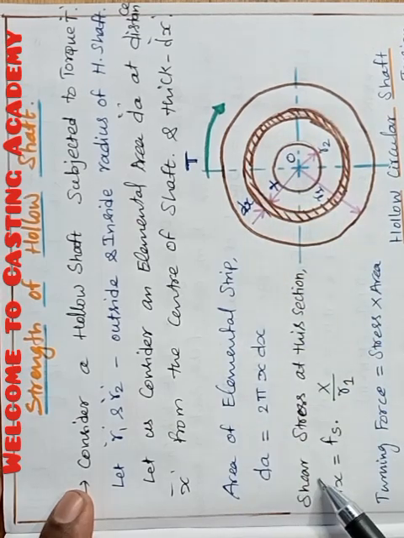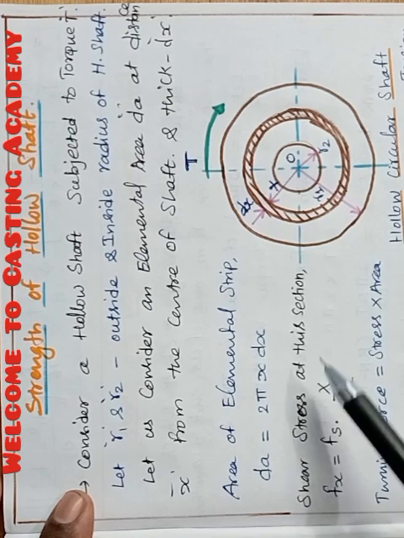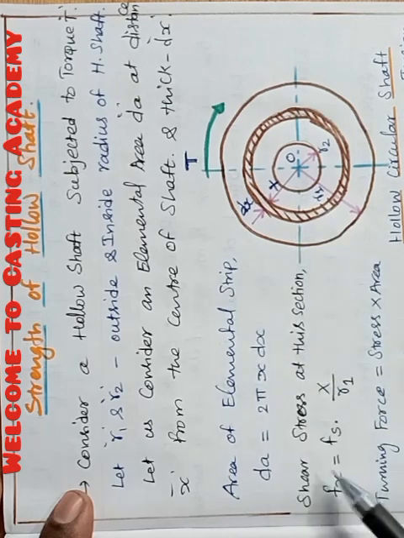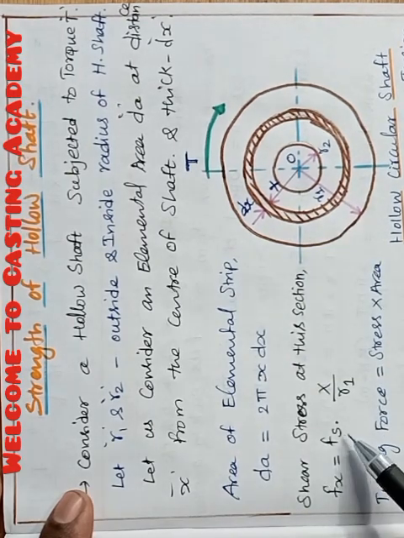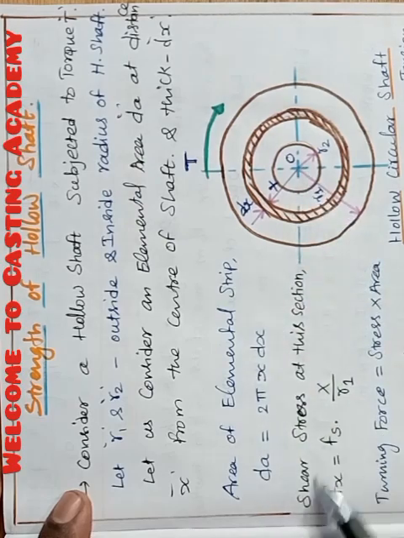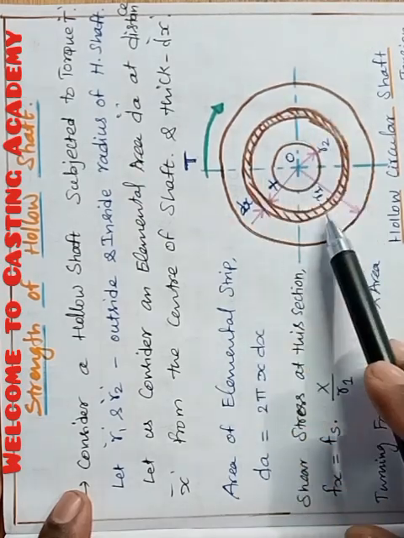And then the shear stress at this section. So the shear stress acting upon this area is Fx equal to Fs into x divided by r1. This is the stress acting on this area.